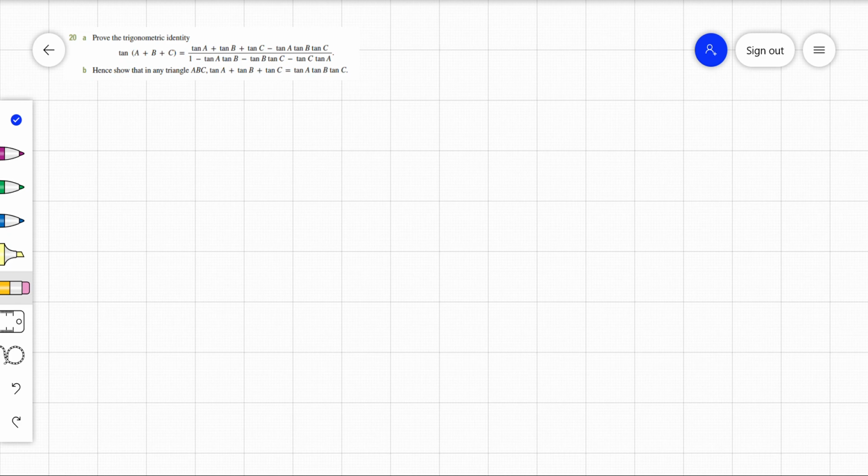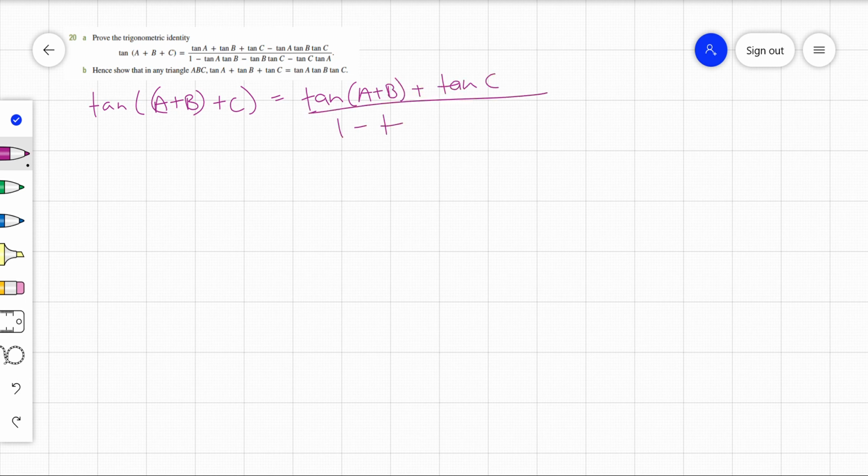Alright, so with tan(a + b + c), if we're expanding it out, we really just need to put a plus b together in one bit. So a plus b as one angle, and then c, and expand that out. We know we get tan of the first angle plus tan of the second angle, on 1 minus tan of the first angle times tan of the second angle.